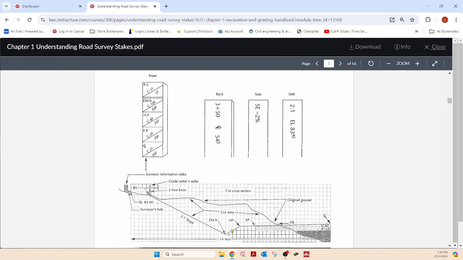So what kind of slope do we have? We have a 2-to-1 slope here. And we know now that our elevation at the hinge point is 74.4. Now, if we were doing double line, we would take our next edge of pavement from this known area right across here. That'd be easier, wouldn't it? But we can't do that. We're doing single line. So to find the edge of pavement, it is right here.